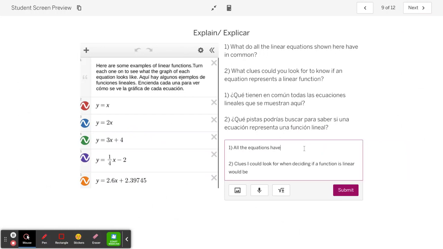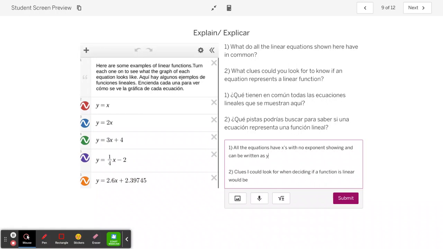All the equations have x's with no exponents showing because there's actually an exponent of 1. We just don't have to write it. No exponents showing and can be written as y equals mx plus b. Clues you would look for when deciding if a function is linear. Well, no exponents on the x, and typically a slope or a y-intercept.